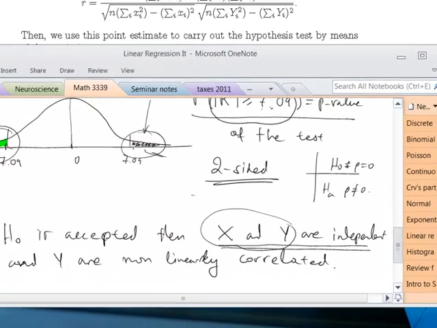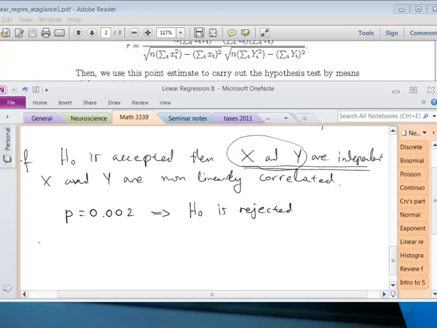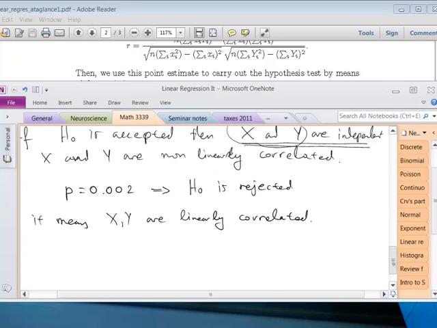So that tells us that since the p-value is very small in this particular example, equal to 0.002, we infer that H sub 0 is rejected, which for this particular example means that x and y are linearly correlated. And therefore, it's valid to proceed to solve the linear regression problem.